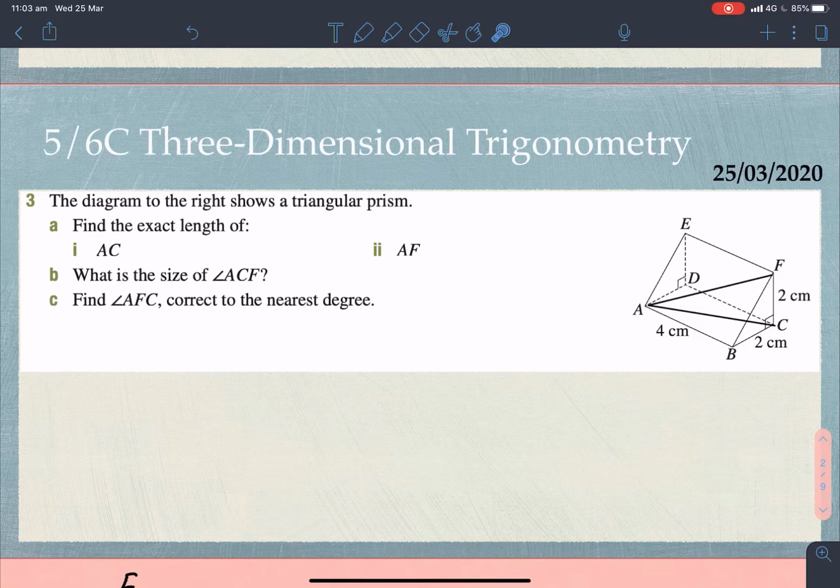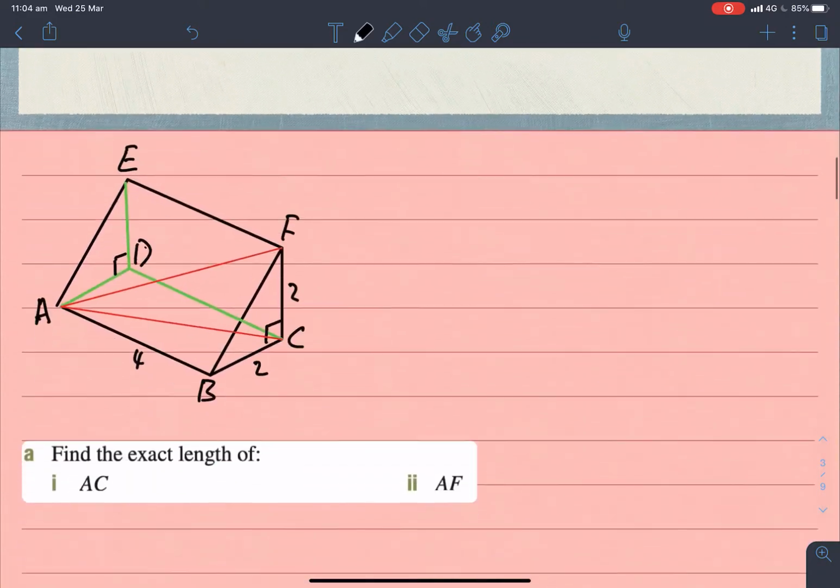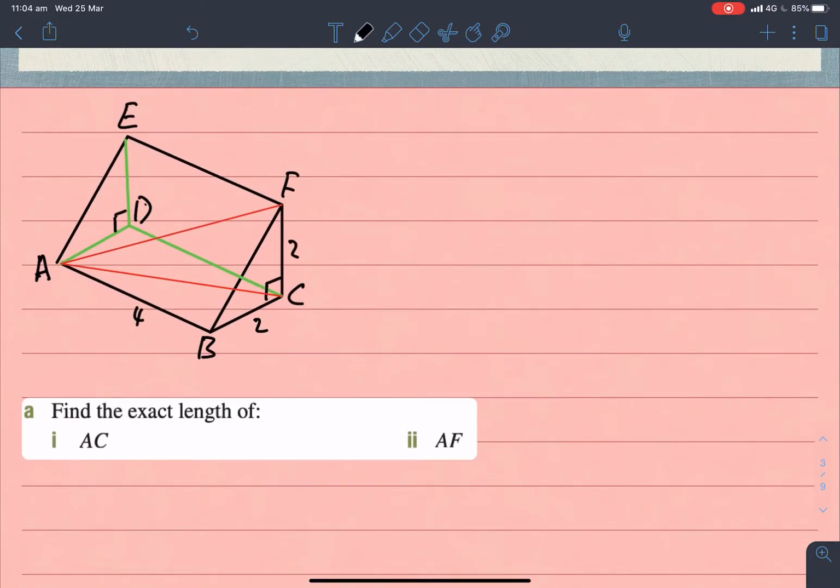For part C, find AFC. So it's in the triangle AFC. We've got one right angle triangle already. If we find AC and AF, we can find AFC easily. Like I said, the question scaffolds you for every single part. Let's have a look into the question and how we can approach it.